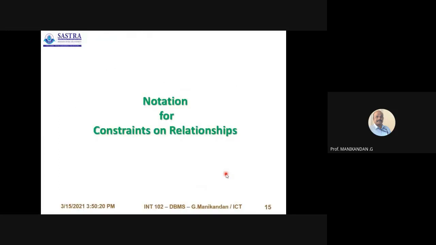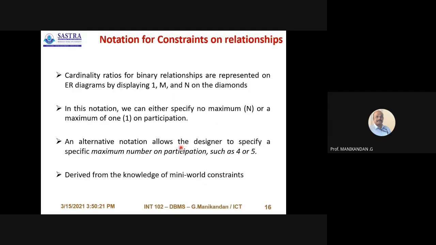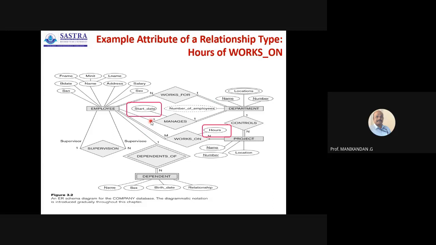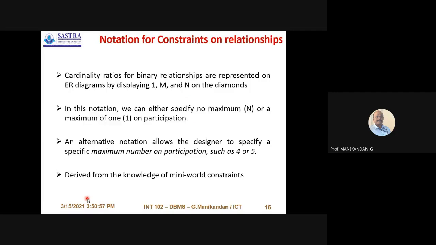So what are the notations we are going to use for specifying the constraints on relationships? If you take a binary relationship, the cardinality ratio for a binary relationship is represented in your ER diagram by displaying 1, m, n on the diamonds. Here you are having 1, here m, here n, here also n, and here 1. So this 1, m, n represents the constraints.